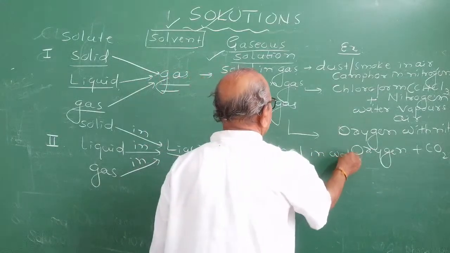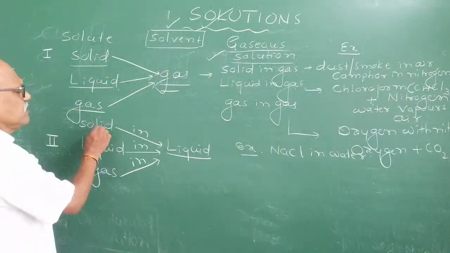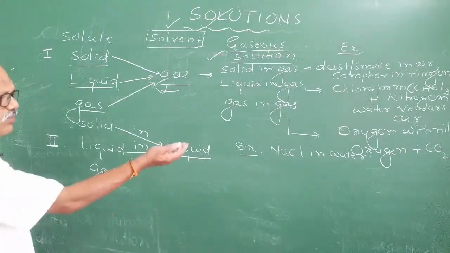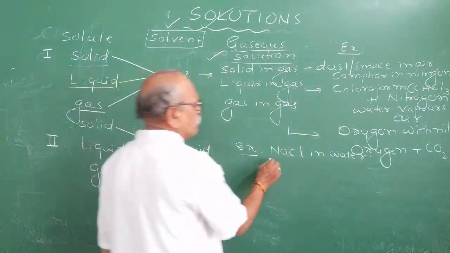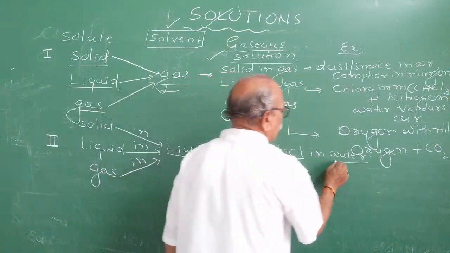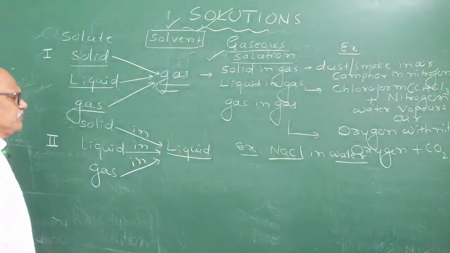Any salt, most of the ionic salts are soluble in water. That is, salt in water, ammonium chloride in water. You take any ionic compound, that is soluble in water because ionic compounds are polar. Water is also polar. Sodium chloride is polar, water is polar. Polar dissolves in polar and forms a solution. Solid in liquid.